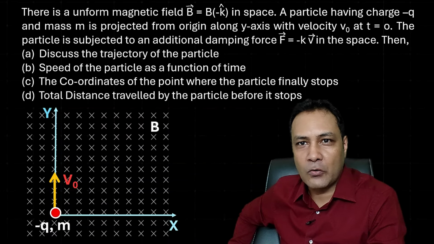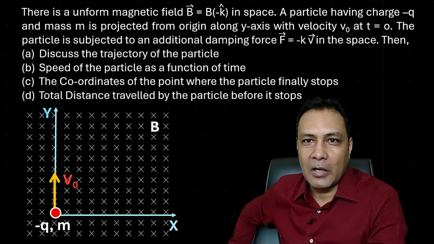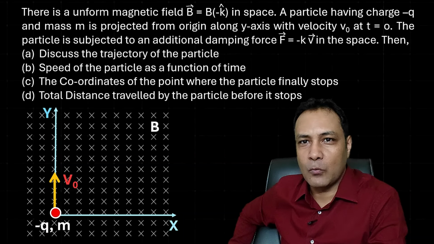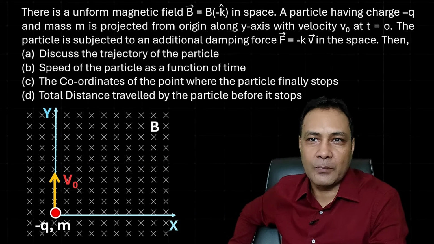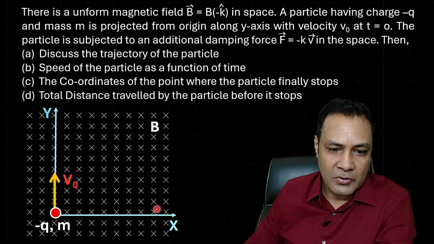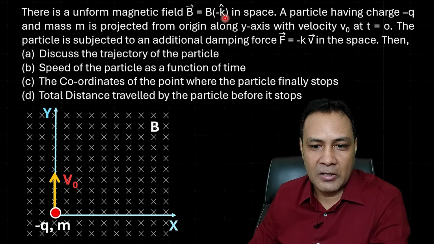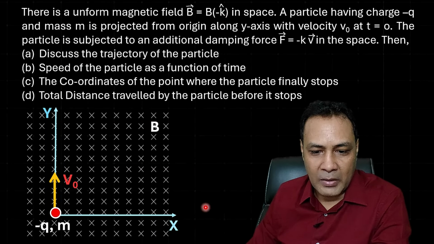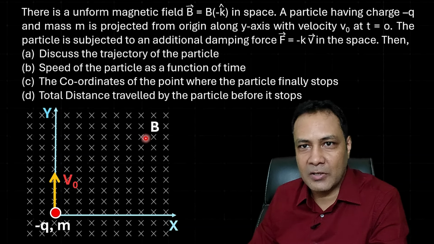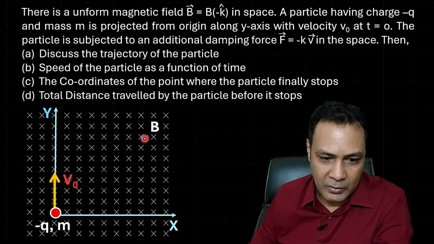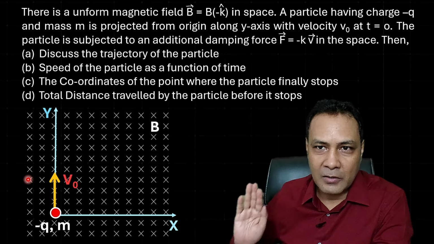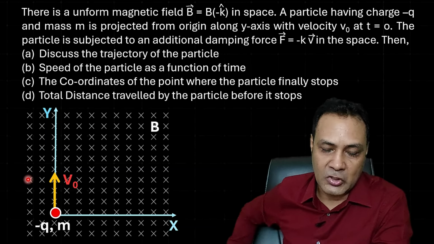Let's see this very good question of physics from electrodynamics. It's a question of motion of a charged particle in an EM field. The question states there is a uniform magnetic field B equal to B minus k cap. So this is the XY plane and the magnetic field is uniform along the negative Z direction. According to our usual way of speaking, that is going into the plane of the page.